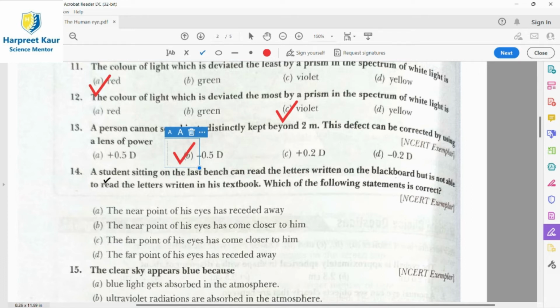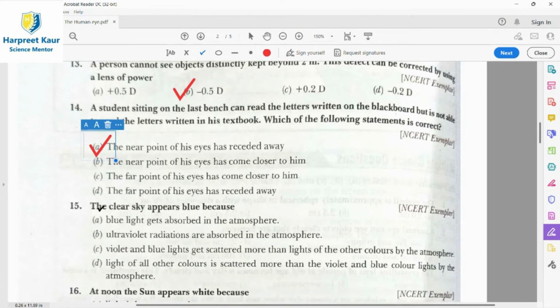So question 14. A student sitting on the last bench can read the letters written on the blackboard, but is not able to read the letters written in his textbook. Which of the following statements is correct? Here we have the options. The near point of his eyes has receded away, the near point of his eyes has come closer, or the far point has come closer, or the far point of eyes has receded away. We know as the student cannot read the letters written in his textbook, that means the near point of his eyes has receded away. So option A is the right answer for question 14.